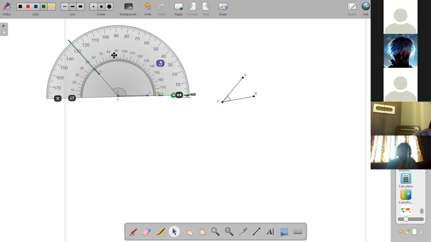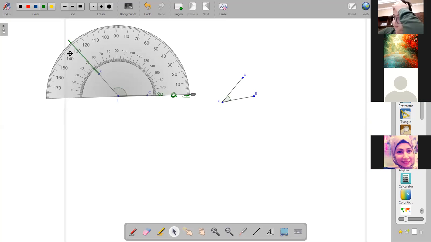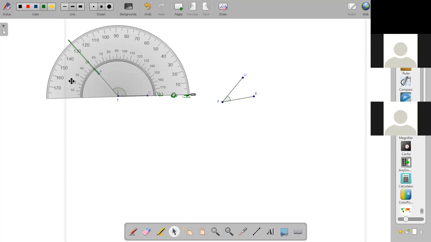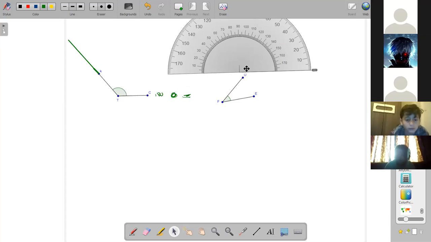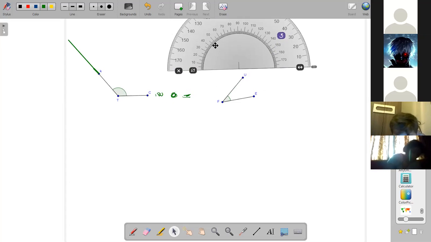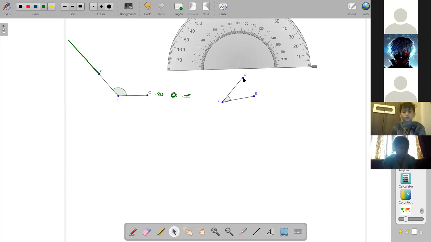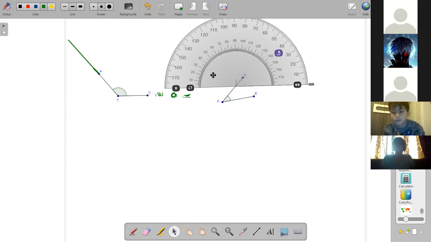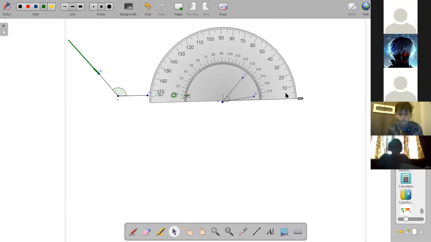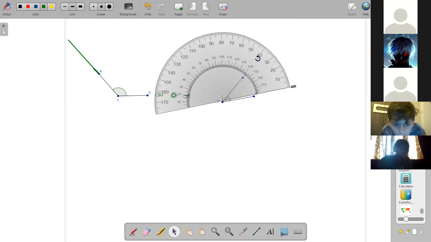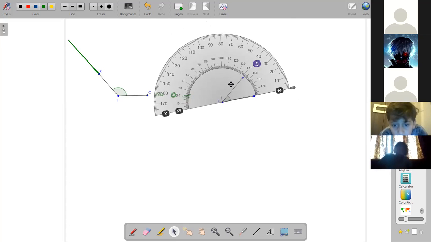Before we continue with the nature, let's do the second one. Measuring. Ali Mohsen, how do we measure the second angle, UFE? Where should I place the center now? At which point? U or F or E? F. At F. And the zero line, where do I put it? On the line FE. I will move the protractor a little, it has to touch the line FE.